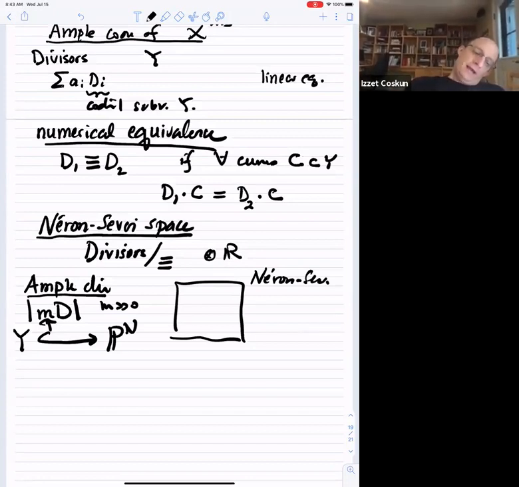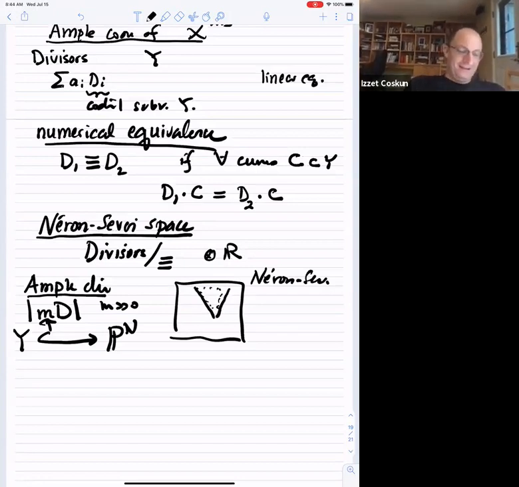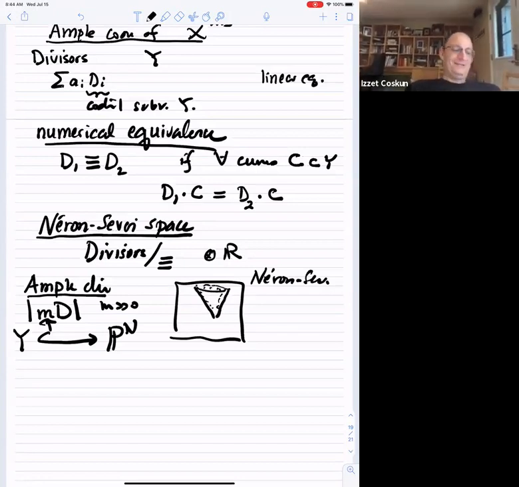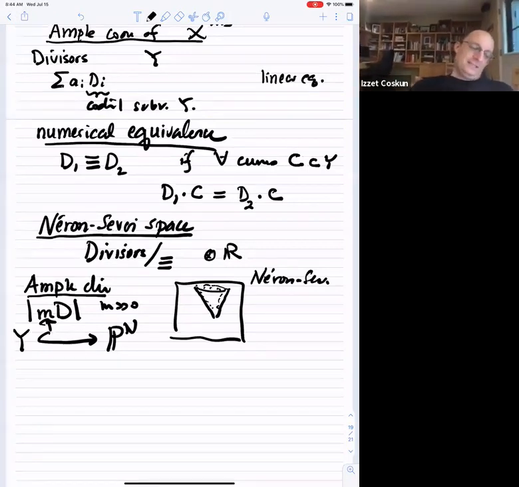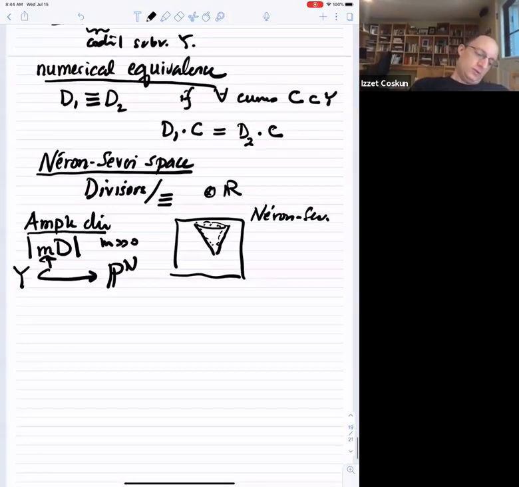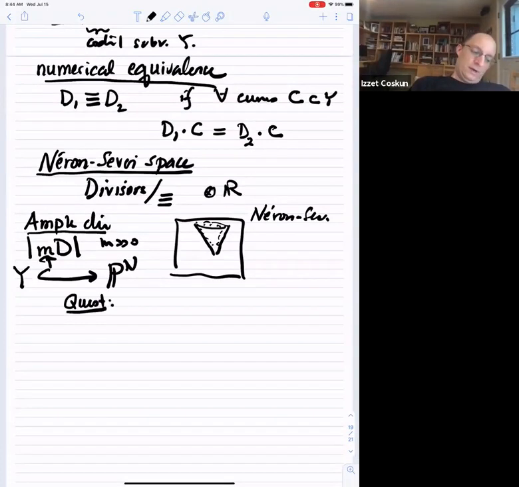So what you get here is that you can plot the ample divisors in here. And then what you get is a cone. Okay, so here is my cone if you want. And then the first question that we are going to ask is, what is this cone? So the question: what is the ample cone of X^[n]?